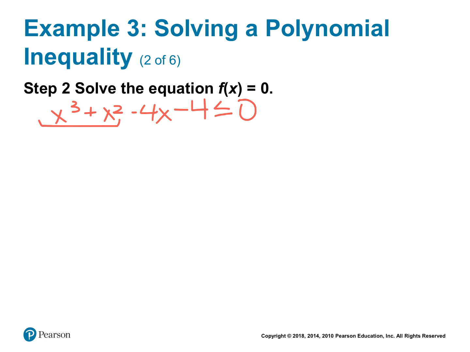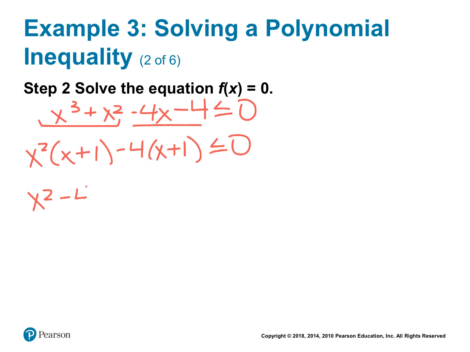So from this pair we can pull out x squared, which leaves you with x plus 1. This pair we can pull out a negative 4, which leaves you with x plus 1, less than or equal to 0. You'd have x squared minus 4 is less than or equal to 0, and x plus 1 is less than or equal to 0. And then we can go ahead and solve those.